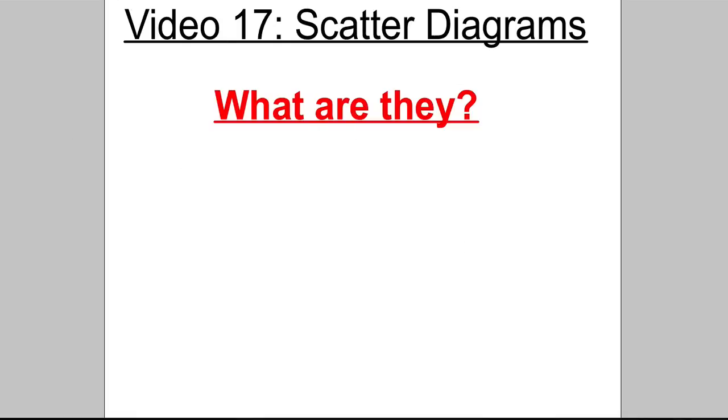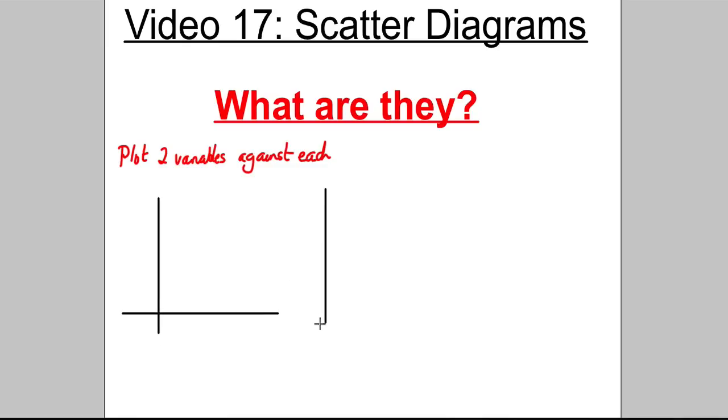What are scatter diagrams? Well, a scatter diagram is basically a graph where you plot two variables against each other. You plot them on an XY axis, and you usually see an outcome of one of three kinds.